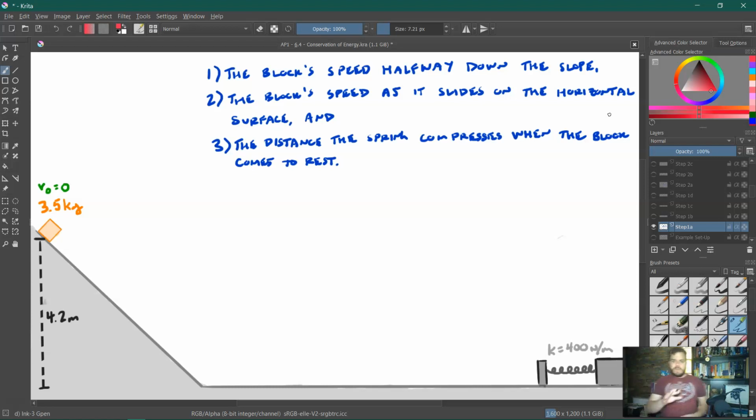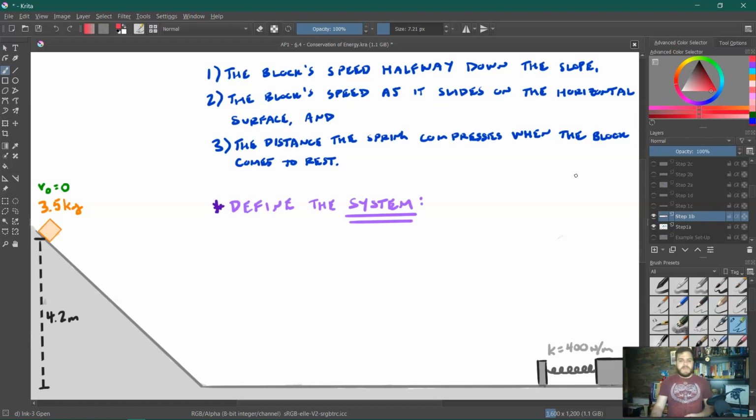So let's go ahead and do some things that we should automatically do at the very beginning of any exercise like this. The first one is to define our system. What is going to be in our system? Well, the block, for sure.